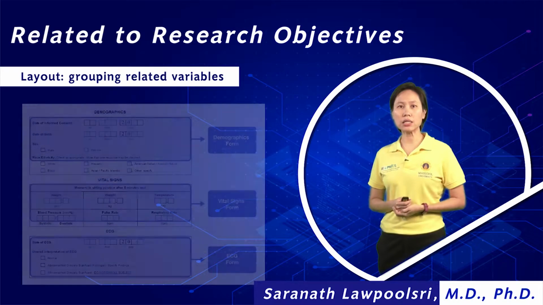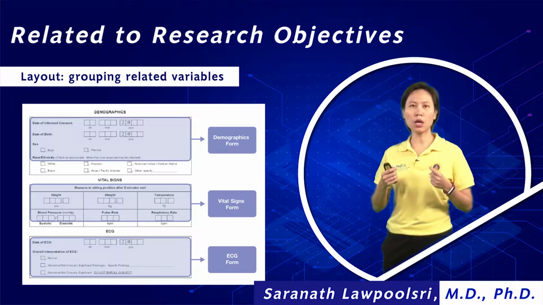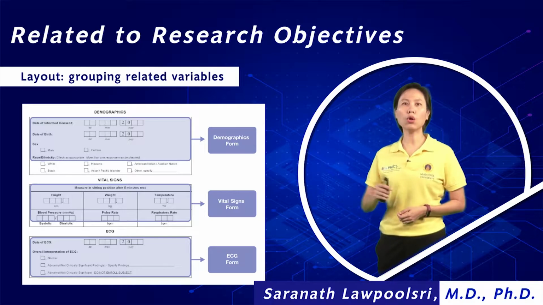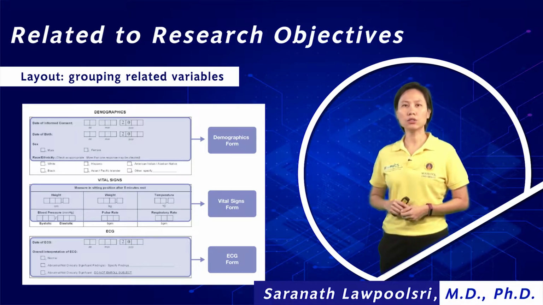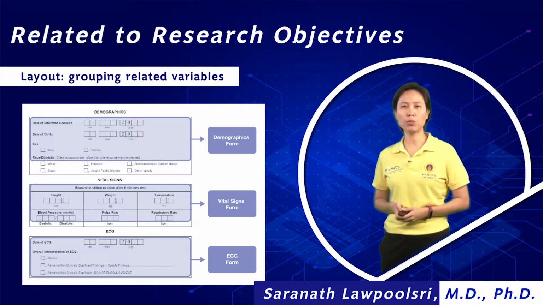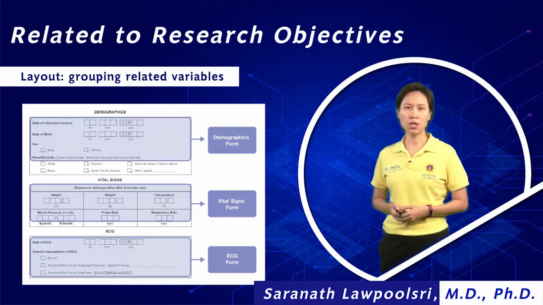Another one is the layout for your CRF. You need to design the CRF to help the data collector follow it very easily. One thing that helps is to put a layout in your CRF that groups variables. For example, this section will be demographic data, another section will be vital sign data, and another section will be for laboratory tests. The layout will be very helpful for the data collector to follow all of the data collection.